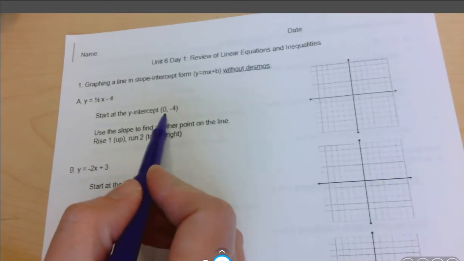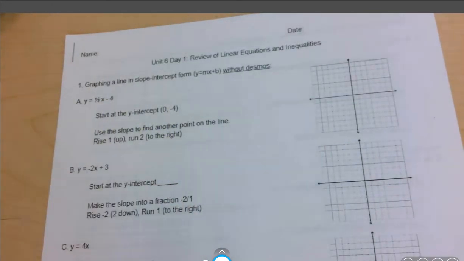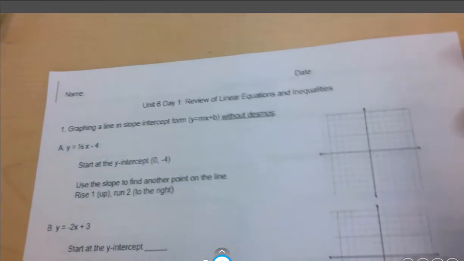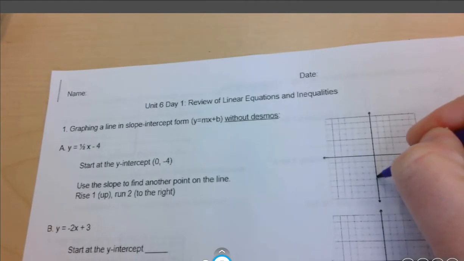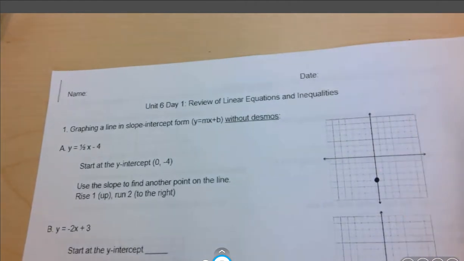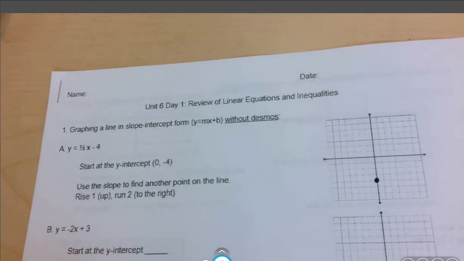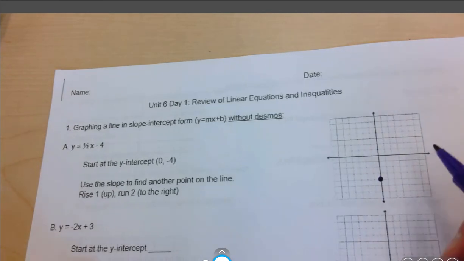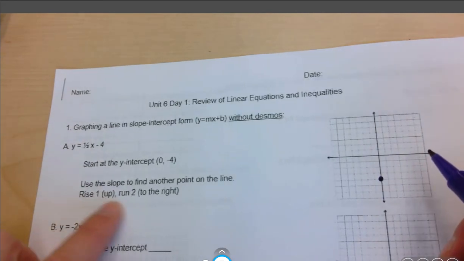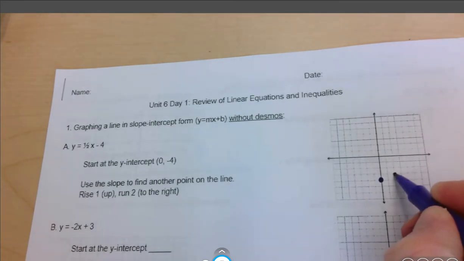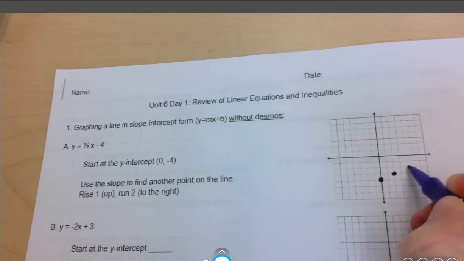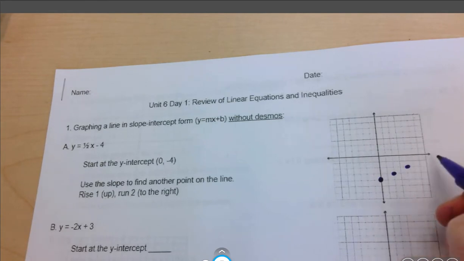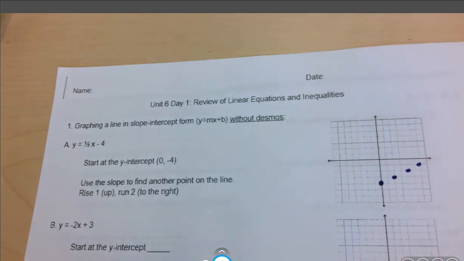You start at the y-intercept. Do you see how I found the -4 in the equation? Right there? So we're going to graph on the y-axis a point at 0, -4. And then you're going to use the slope to find another point. Remember that the 1/2 means rise 1 and run 2. Find 0, -4 on the y-axis. 0, -4. All right, and then find a ruler.